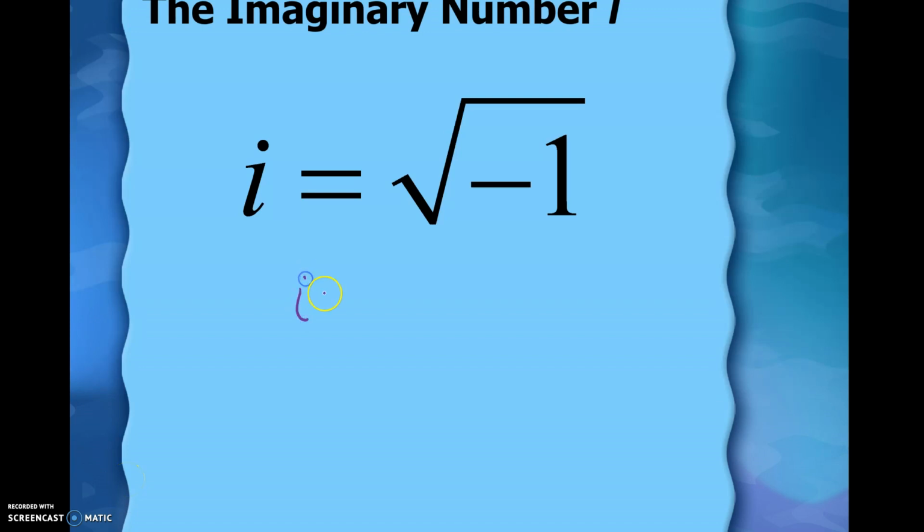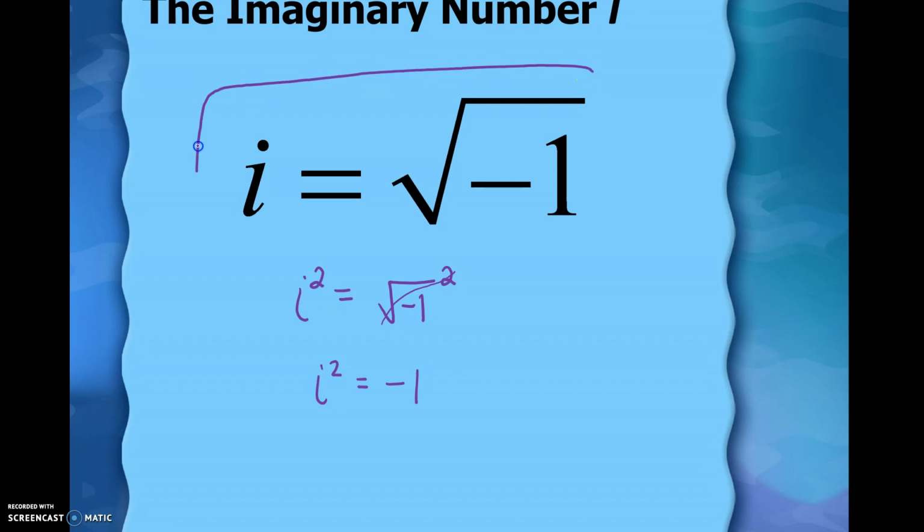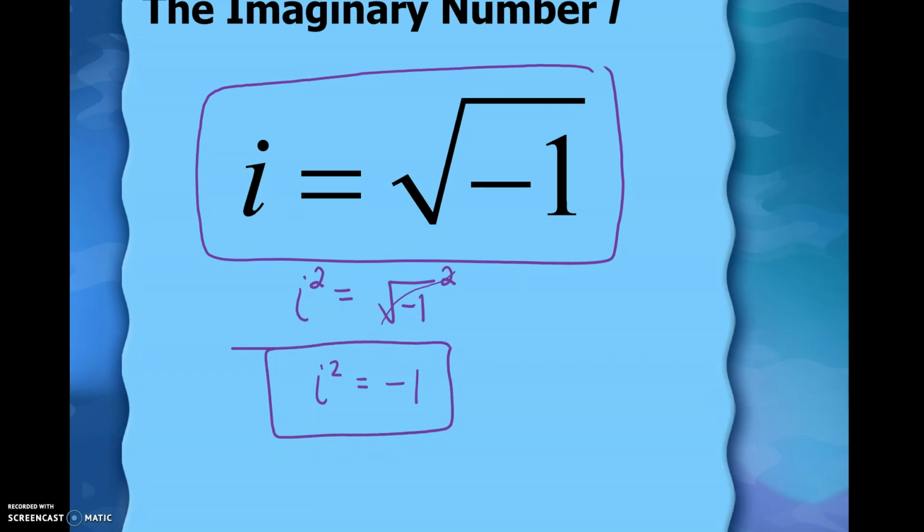Now, if we take I equals the square root of -1, you don't need to write this down if you don't want to. If we were to square both sides, on the left we have I squared. On the right, what is the square root of -1 squared? The square root and the square will cancel each other out, leaving you with simply -1. So there's two things that you need to memorize. The first thing is I equals the square root of -1. The other thing that you need to memorize is that I squared is -1.